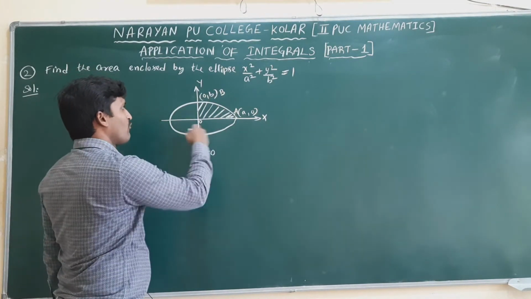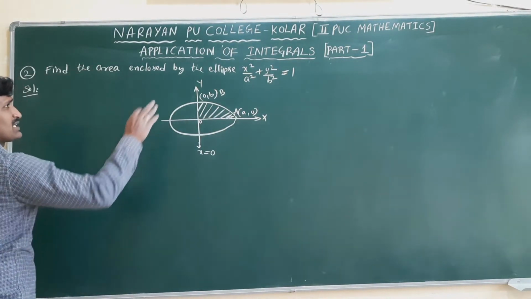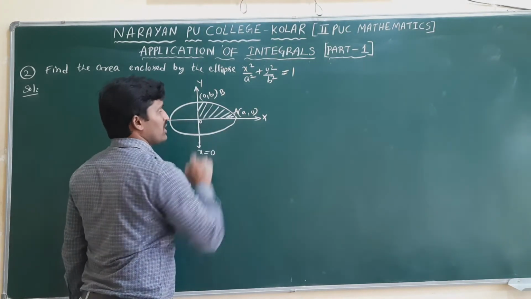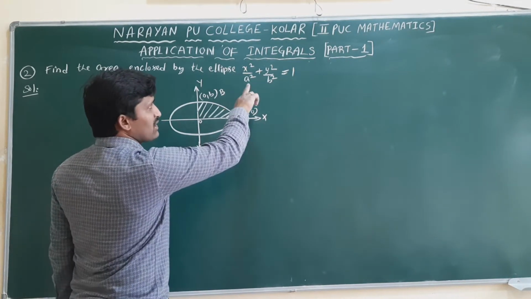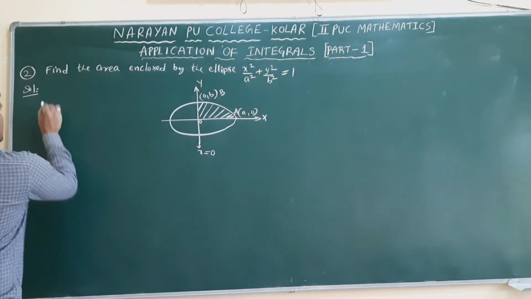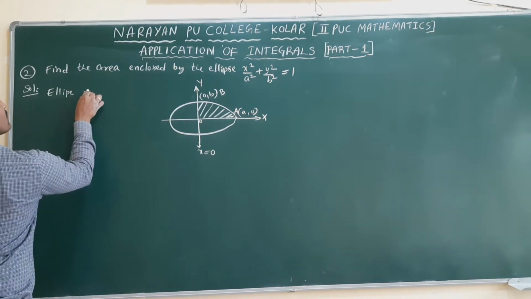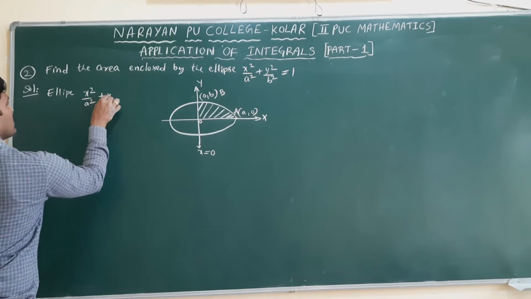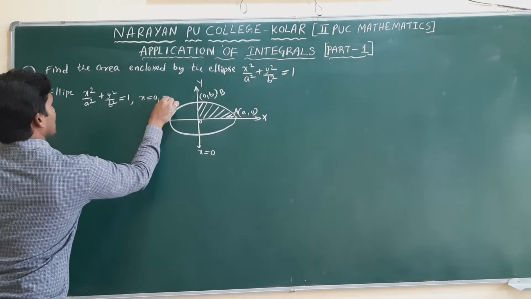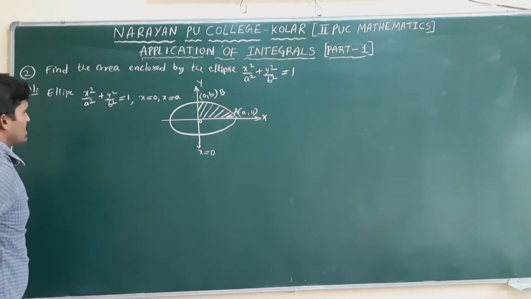In place of finding all 4 parts, I will find one part and multiply by 4 for the total area. Before that, since we are working with respect to x-axis, we take x limits only, from 0 to a. That's why we need to convert the equation completely in terms of x. So the ellipse given is x square by a square plus y square by b square equal to 1. And here the x value is from 0 to a. The limits are not given, we can identify them from the diagram easily.